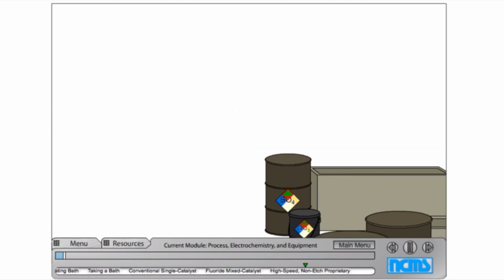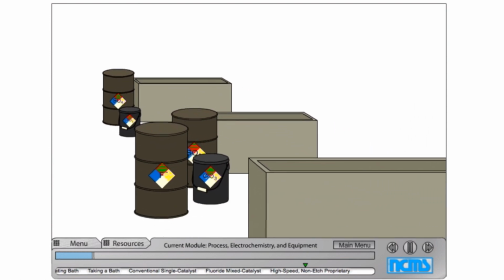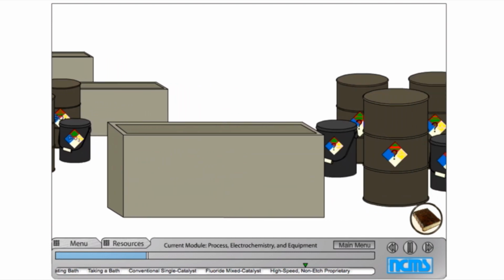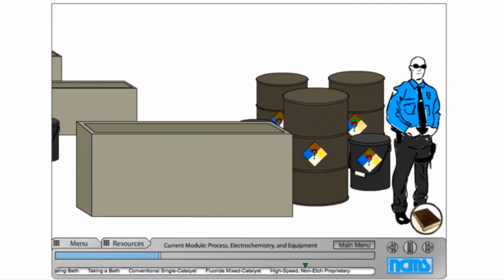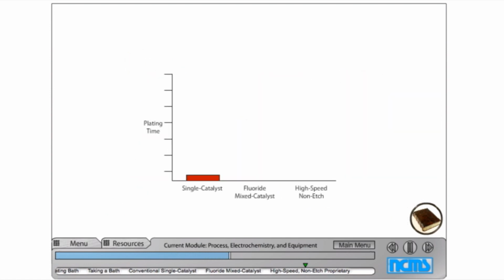The final bath we'll discuss in detail here is called the high-speed, non-etch proprietary bath. This mouthful offers all the advantages of a fluoride bath, but doesn't attack exposed metals submerged in the fluid. The supplier is keeping the ingredients that allow for this a secret. Chrome deposited by this bath shows excellent hardness and the most favorable micro-crack structure of all the baths we've discussed. It's also extremely efficient, plating even faster than the fluoride bath.